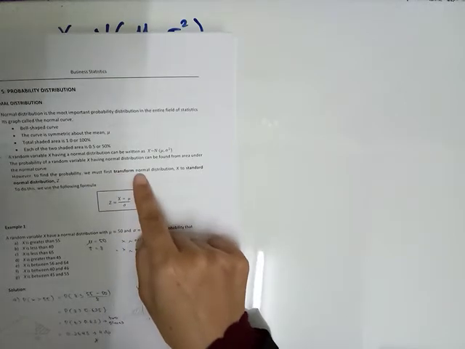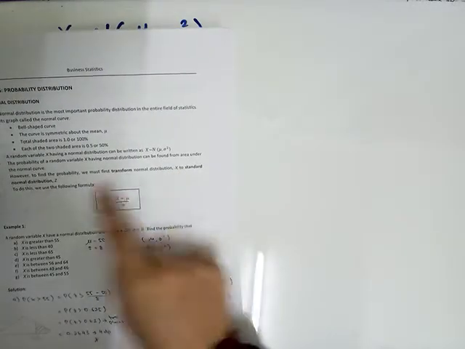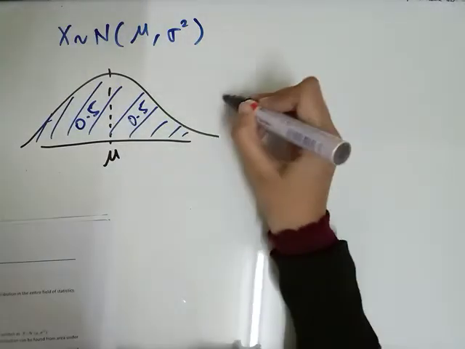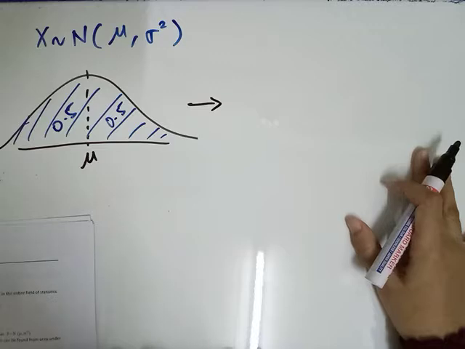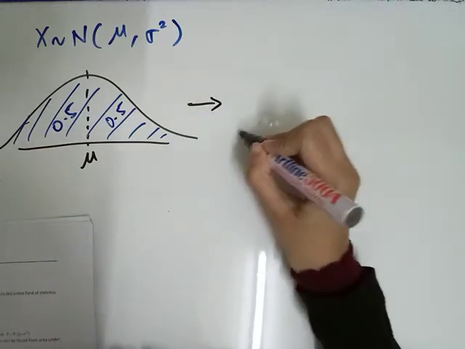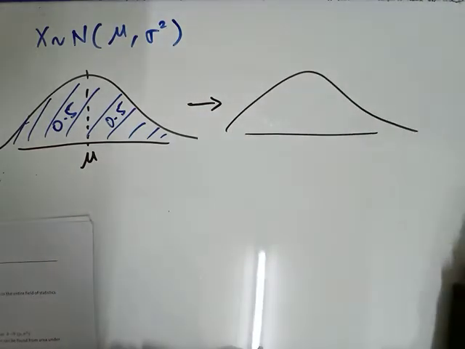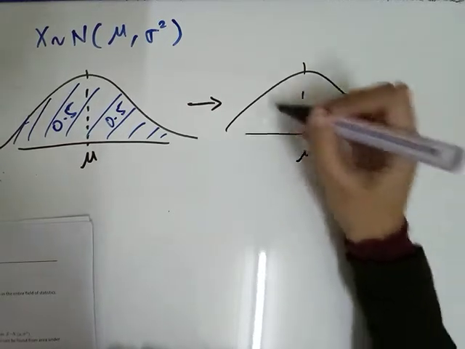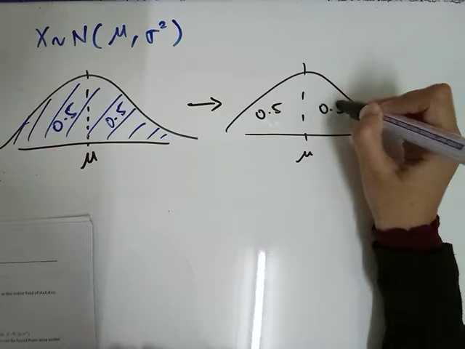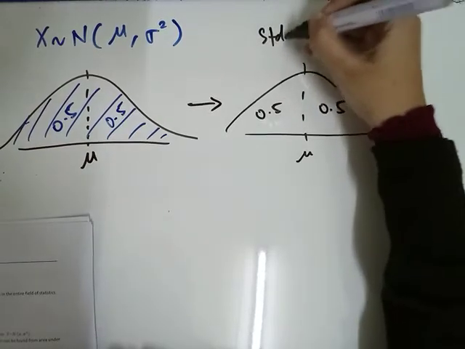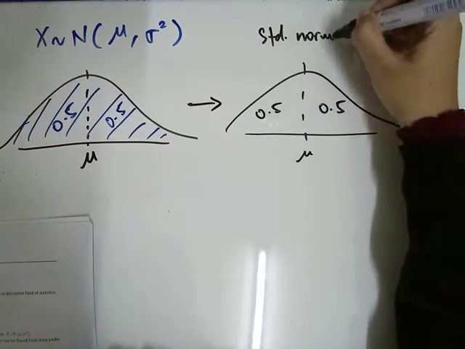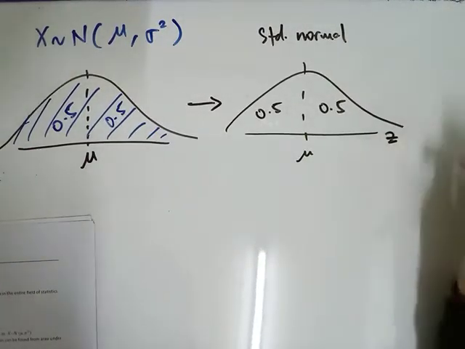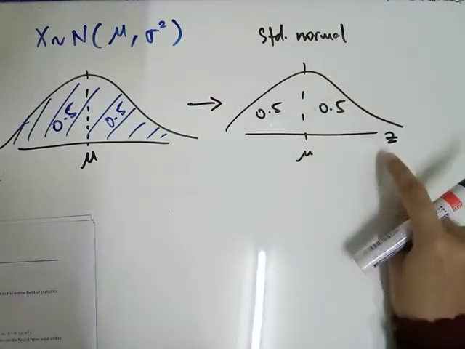we must first transform normal distribution x to the standard normal distribution z. It is also a bell-shaped curve, and the area is the same. This is the mean, the area is 0.5, and this one is 0.5. This is the standard normal distribution, and this is z.